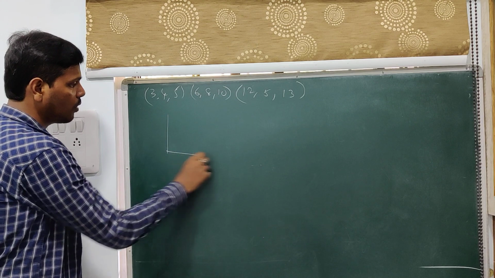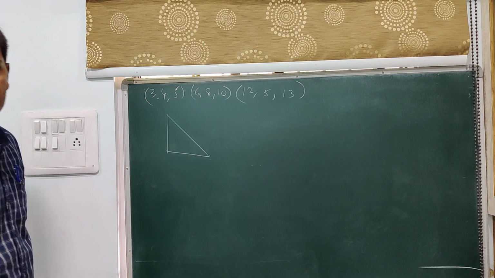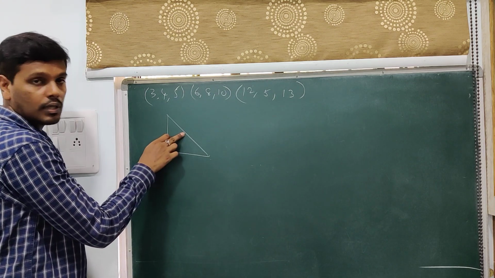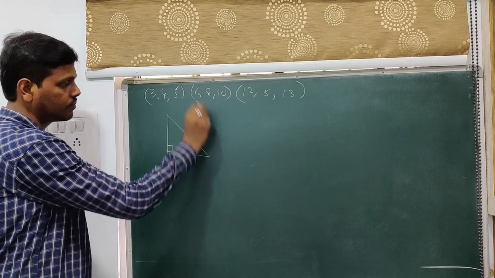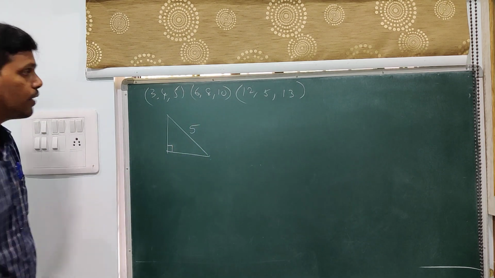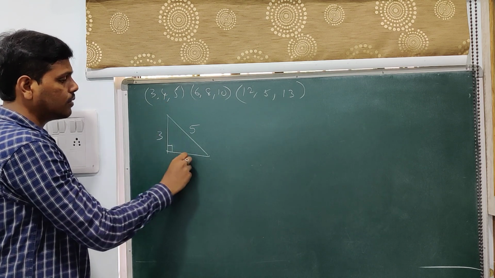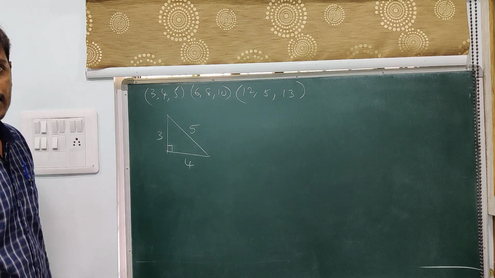That is, if you draw a triangle using 3, 4, 5, you will always arrive at a right angle triangle where the side opposite to the right angle, which we call the hypotenuse, will be the largest side. So that will be 5 if you are drawing a triangle using this Pythagorean triplet, and the rest two can be anything. So it can be 3, it can be 4.